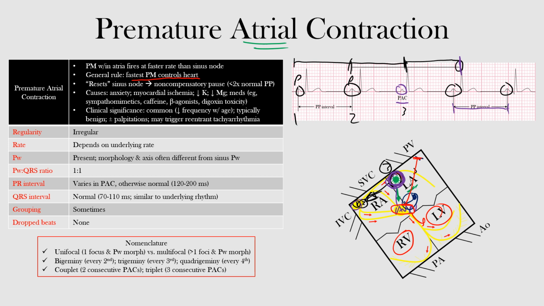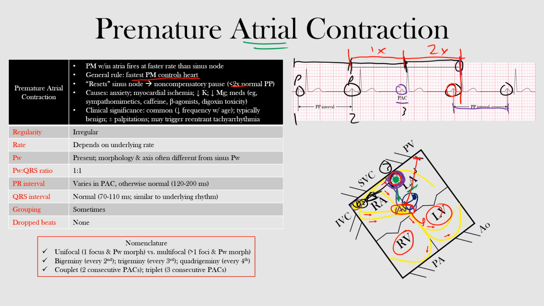Now I want to go through our chart here so we don't miss anything. Again, premature atrial contractions are when the pacemaker in the atria fires at a faster rate than the sinus node. The general rule is the fastest pacemaker controls the heart, and in this case, it's coming from an ectopic focus within the atria. Remember, it resets the sinus node, and because of that, we get this non-compensatory pause that has a P to P interval that's less than 2 times the normal. If you imagine, here's 1 time, and this would be the 2nd time, and notice that it's coming sooner than that. So it's less than 2 times the normal P to P interval.